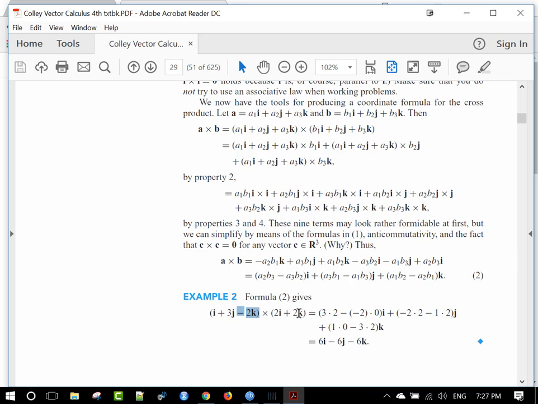This is times B2, but there is no B2 here because J is missing here. So the B component is 0, so times 0, and so on. So you just fill this out, and this is what you get at the end. Okay, so that's using this formula, or this result here.